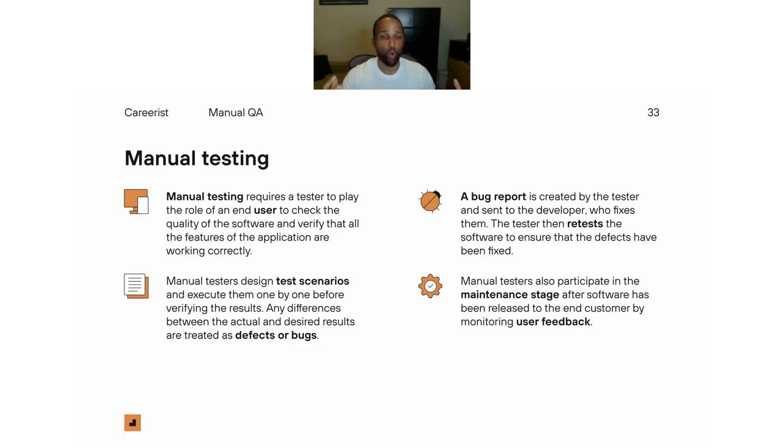Manual testers also participate in the maintenance stage after software has been released to the end customer by monitoring user feedback. So in regards to this last part, we don't directly monitor the user feedback. We have product owners and product managers who are checking in the app store saying, okay, we have our new application published. What's our review saying? Oh, we have 5 stars. We have a wonderful product. Or, oh, we have 1 star. What's going on? What problems are our users having? Oh, the application crashes every time you open it. That's a bug. We got to fix that. Let's relay that to our team so we can fix that right away.